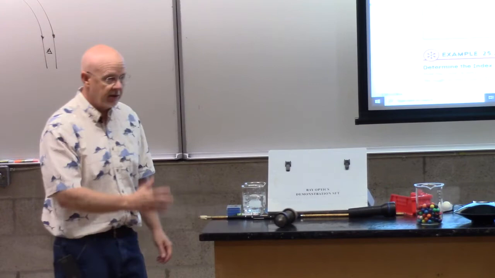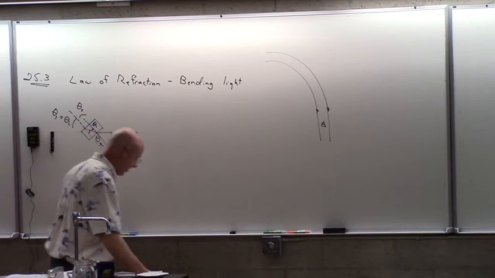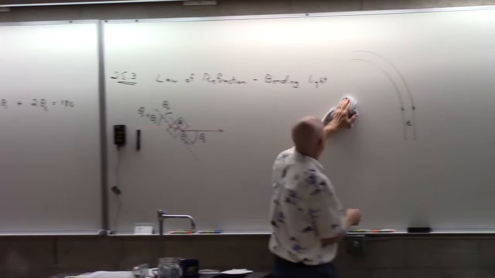And so that's how something turns. Now, why am I getting all of this? It almost sounds like we're talking about mechanics again. But what I'm trying to illustrate here is that light is affected by the material. Now, let's go back to the last chapter.